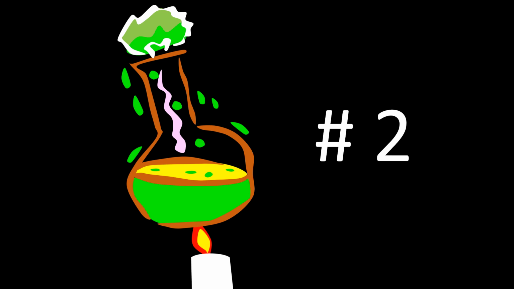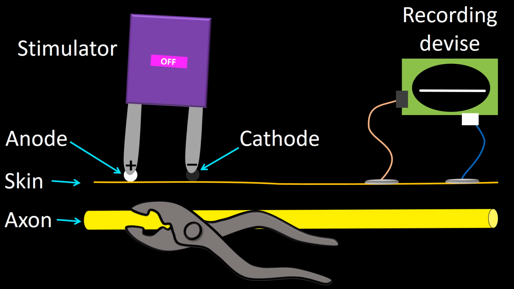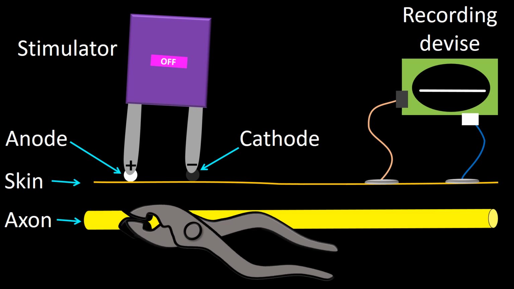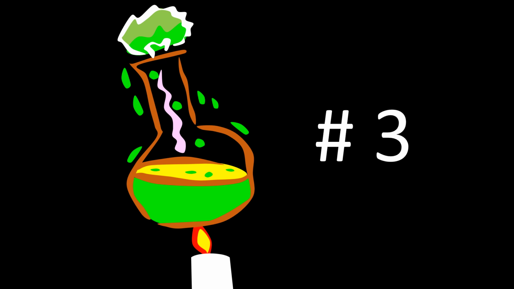Now let's do experiment number 2. Again, we start with the stimulator off, but now we use a plier to crush the area of the axon below the anode. Then we turn the stimulator on, and again an action potential will occur under the cathode, generating a current in both directions. The current will stop in the crush area, but the recording device will record a wave when the current reaches it. Now we will conduct the third experiment.